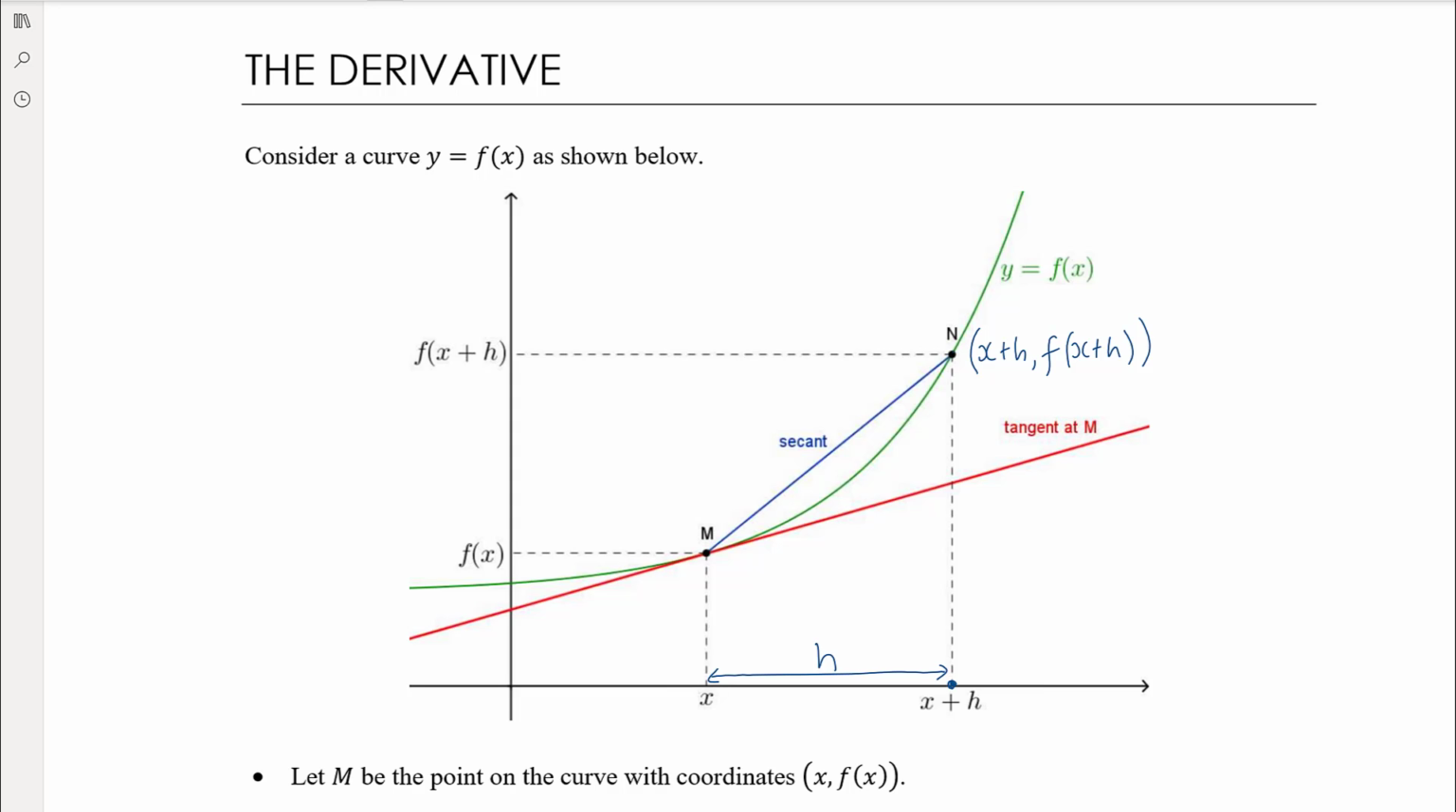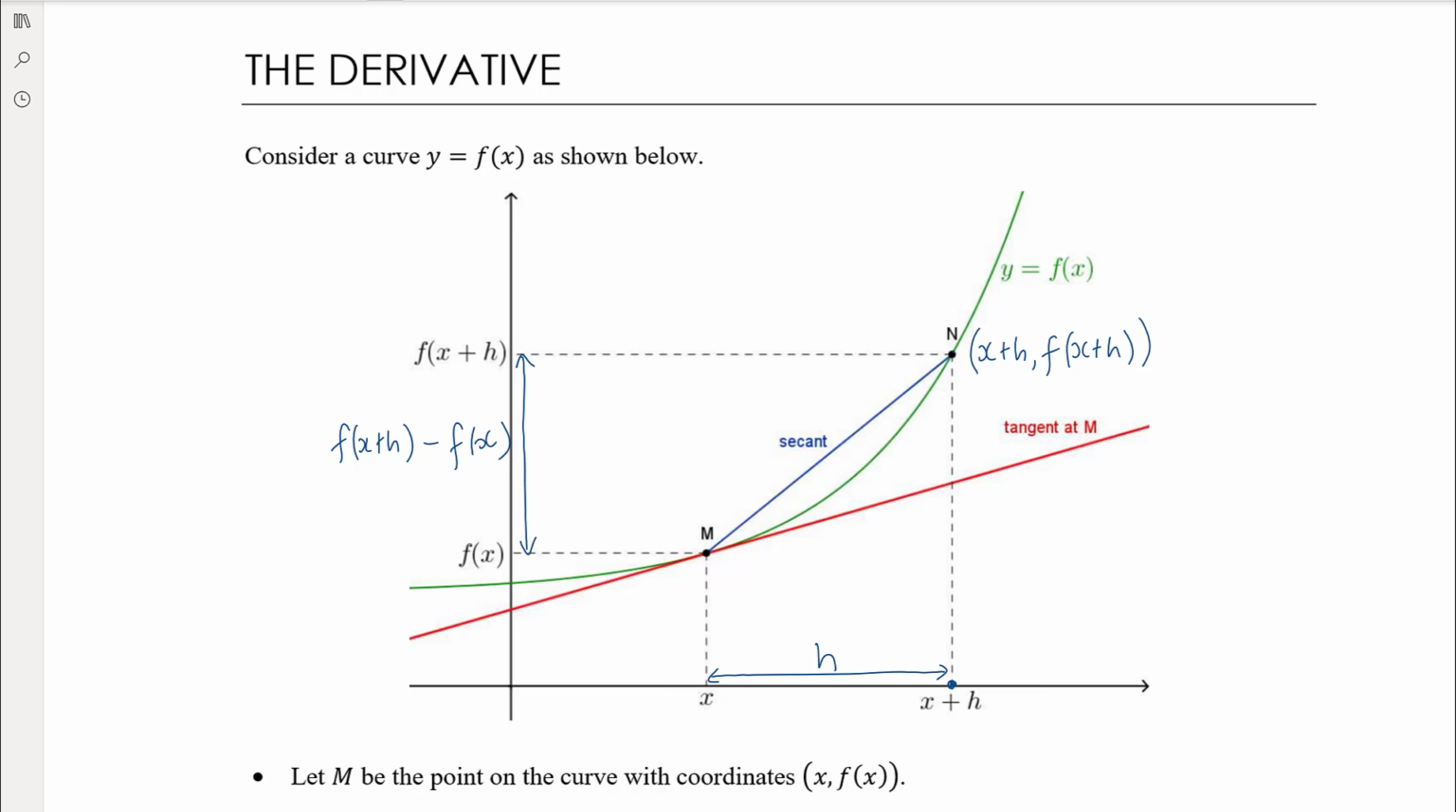So we've already talked about the fact that obviously a gradient is rise over run. We need to think about horizontal change and vertical change. So the horizontal change there is h. X plus h minus x is h. And the vertical change here is going to be f of x plus h minus f of x.